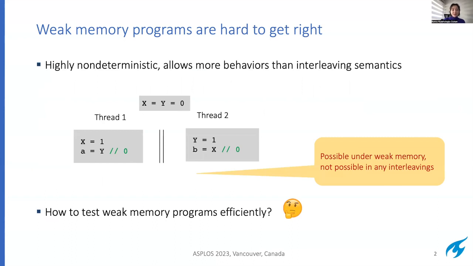I'm going to introduce our recent work on probabilistic concurrency testing for weak memory programs. Weak memory programs are hard to get right. They allow for a wider set of program behaviors than what's possible under the interleaving semantics. Take the example here. Under weak memory, it's possible to have an execution that sets 0 to both A and B, which is not possible in any interleavings of the threads. The question we explore in this work is how to test weak memory programs efficiently to check if the program can exhibit some unwanted behaviors.